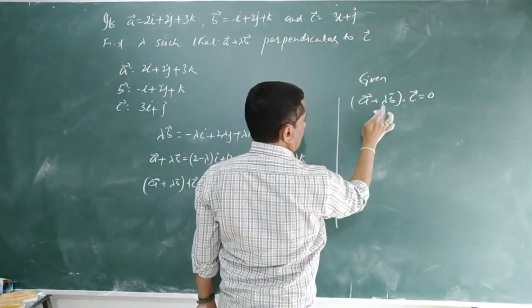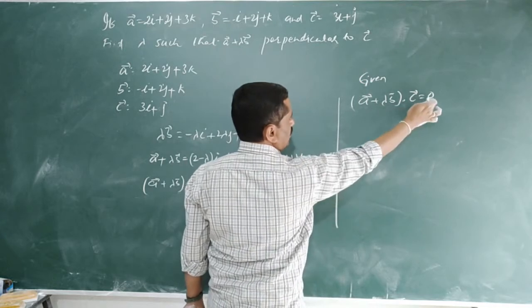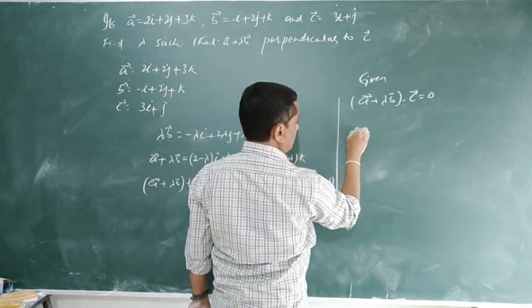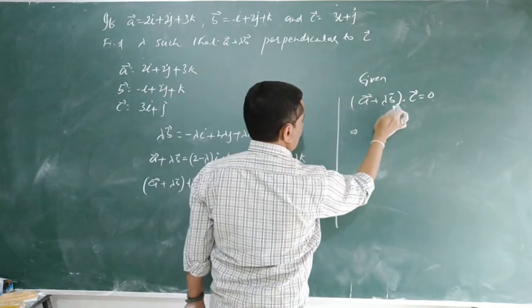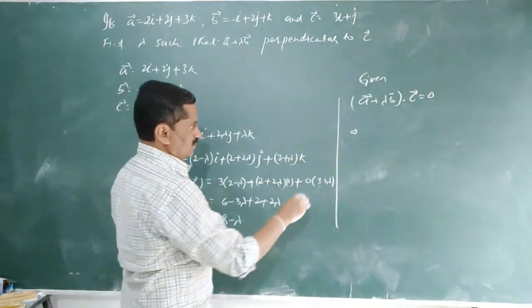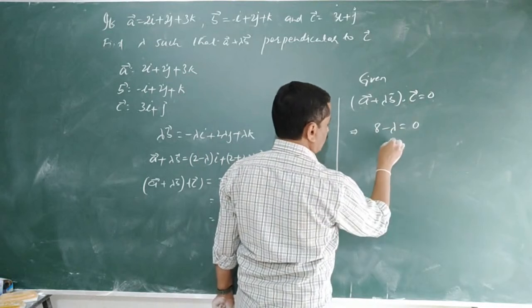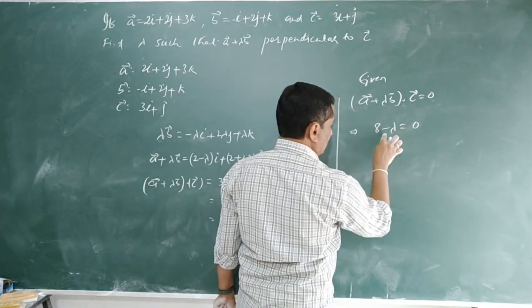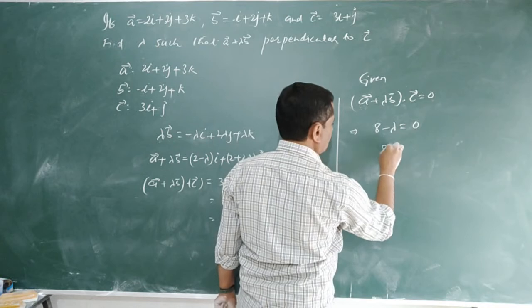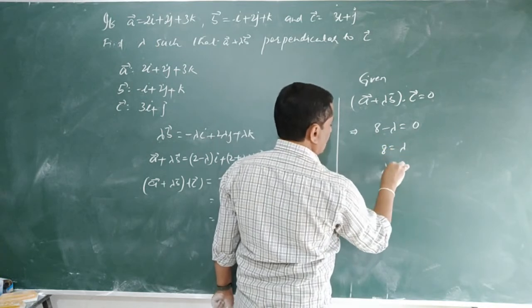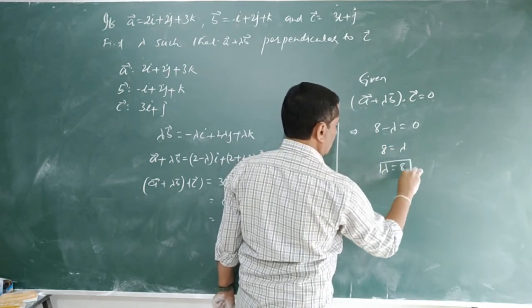But given a bar plus lambda into b bar dot c bar is equal to 0. So that implies, we have 8 minus lambda is equal to 0. Therefore bring the minus lambda to RHS. Therefore 8 is equals to lambda. That means lambda is equal to 8.